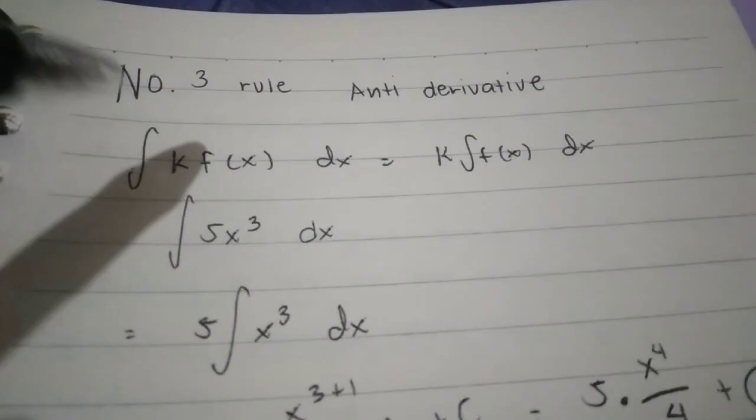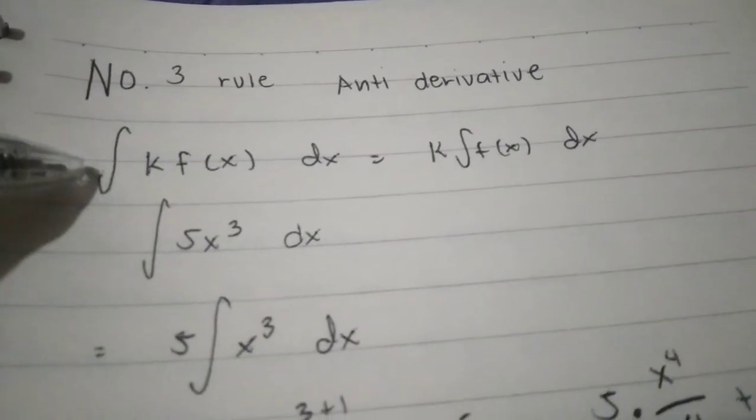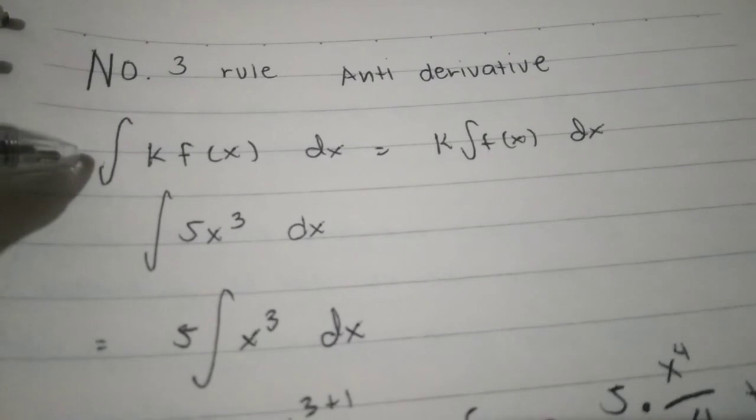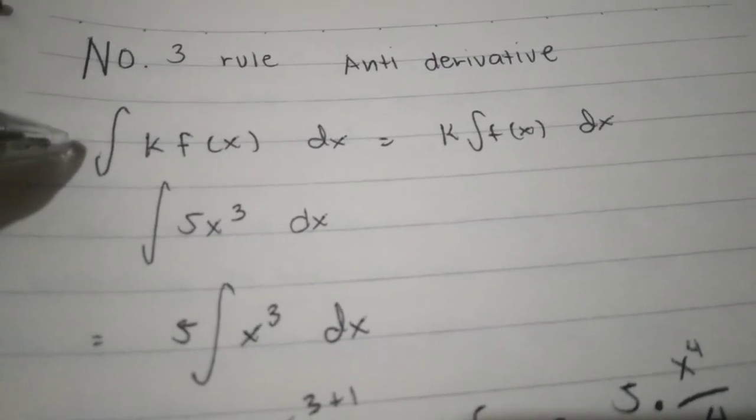Hello everyone, I am Marian Salazar, and today I am going to show you how to use rule number 3 of basic integration rules by showing you an example. This is the formula in rule number 3. The integral of k times f of x with respect to x is equal to k times the integral of f of x with respect to x.